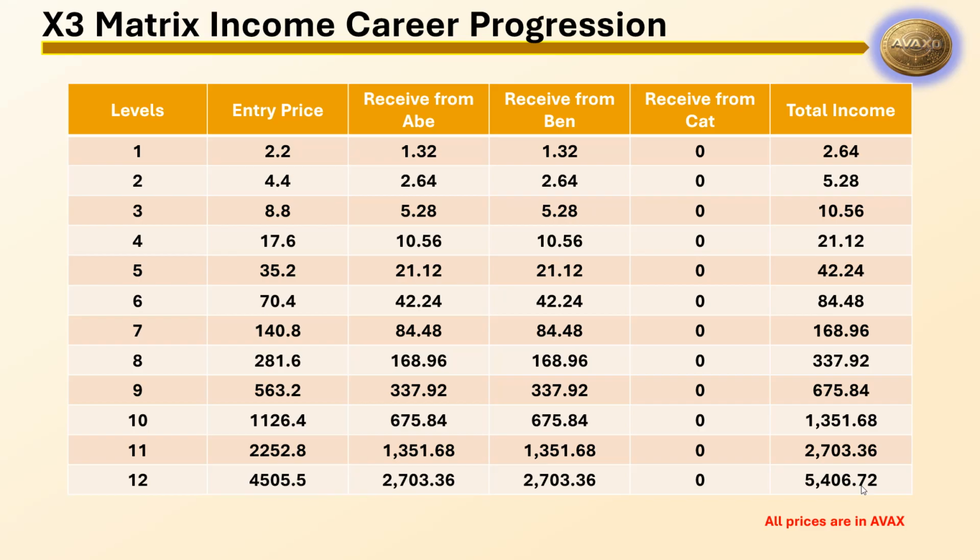So 5,400 AVAX at level 12. I don't know how long it's going to take an X3 matrix to cycle with you at level 12, but that's 54,000, and that could cycle every few weeks, or it could cycle maybe once a month. It could cycle every few days. I don't know. Nobody's got there yet.